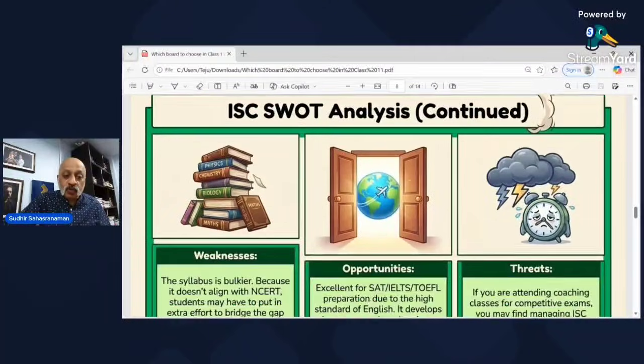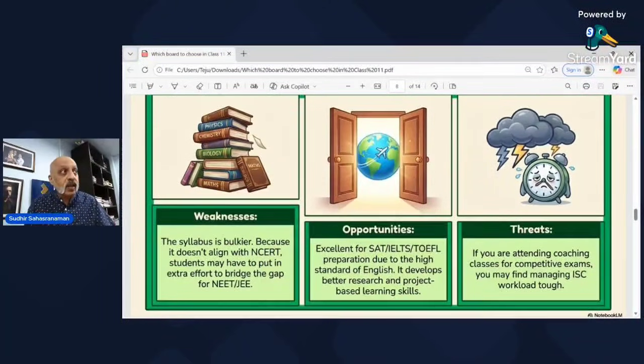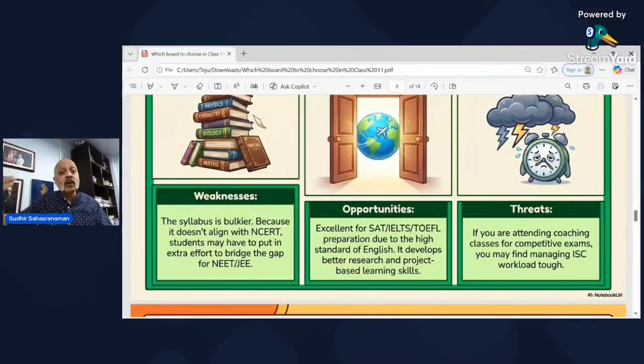Now, the weakness is that the syllabus is more bulky. You have more number of papers. In English, you have 2 papers, one for language, one for literature. But if you have been used to the ICSE, this will seem like a walk in the park, no big deal. Because it does not align with NCERT, students will have to put in that effort, as I just now told you. The opportunities, especially if you're writing exams like TOEFL, GRE, SAT, IELTS, because of your high standard of English, you will be in a better position. It will give you an advantage.